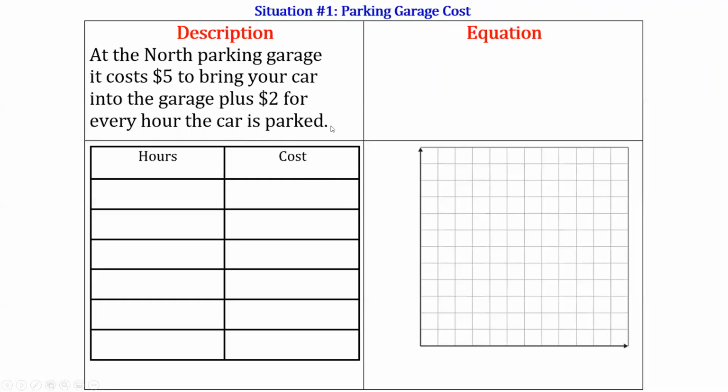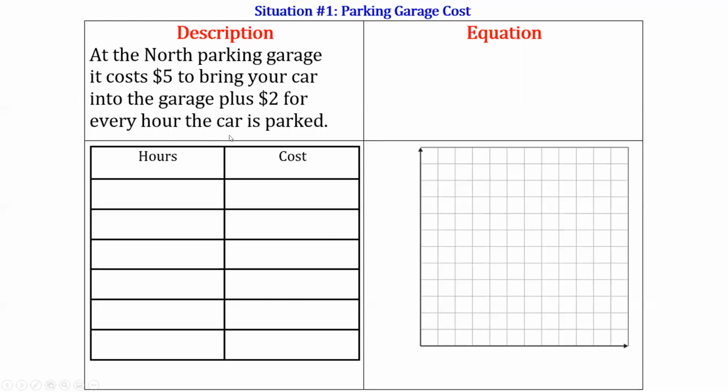So once again, these situations are about linear equations. When I think about linear equations, the two things that come to my mind, and hopefully to your mind, are slope and y-intercept. Remember, another word for slope is constant rate, and another word for y-intercept is initial value. So when I read the description, I should be looking for those two pieces. Since it says as soon as we get to the parking garage it's going to cost $5 to bring our car in, that's our initial value, or our y-intercept. Then it says for every hour we're parked, we're charged $2. That's changing every hour, so that's a constant rate, or our slope.